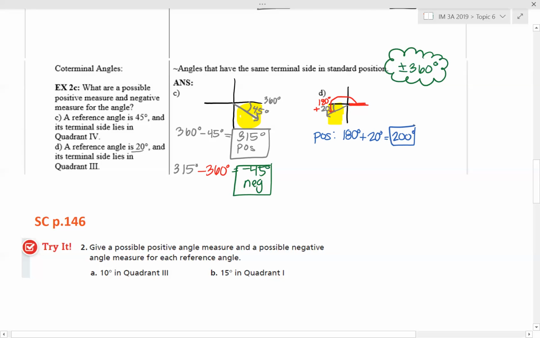Similarly, I'm going to take my 200 and subtract 360, and that's going to give me the negative. So 200 minus 360 degrees gives me negative 160 degrees as my negative value. So the negative angle would be negative 160.